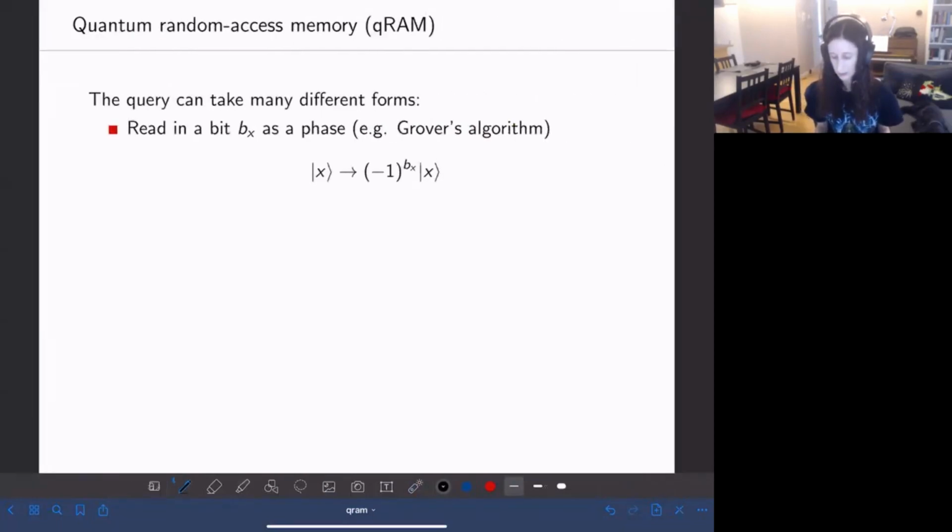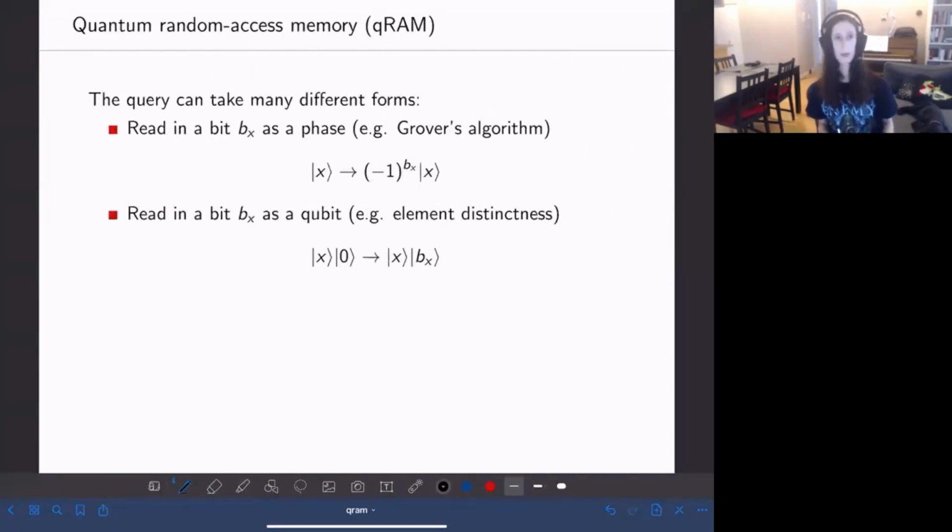Now the first one, probably a lot of you are familiar with from Grover's algorithm. You can think of this operation that's happening in Grover, like flipping the marked state, as a qRAM query. You want to read data at some address, and how you want to get the data back is like within the phase of that address.